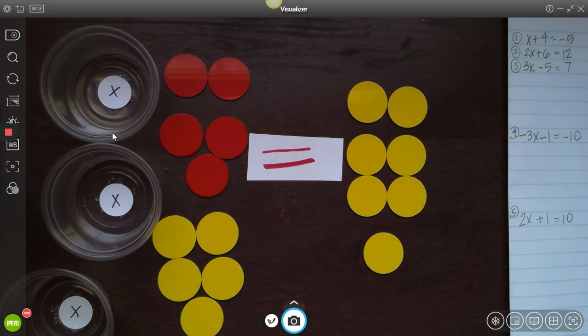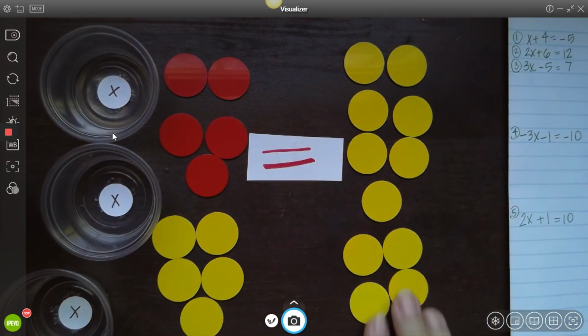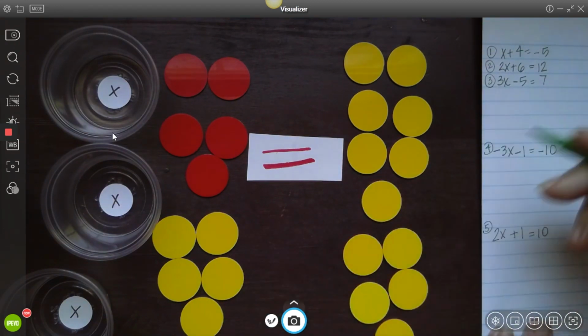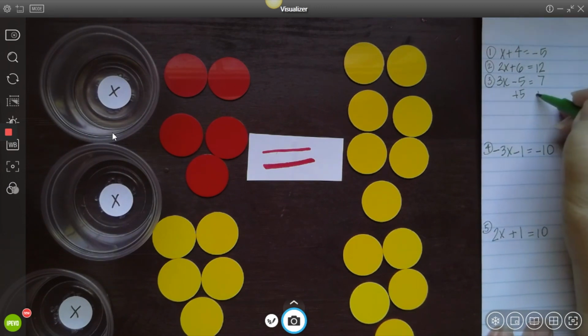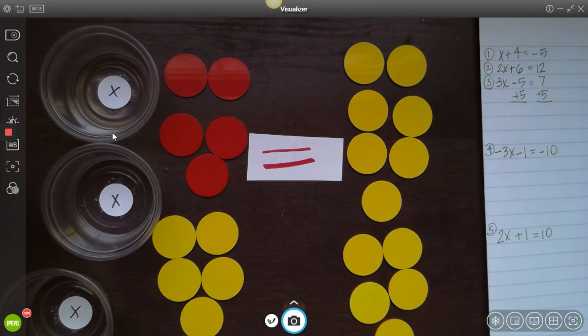There we go. That gives me positive 5 to cancel out the 5 negatives on the left. And whatever I do to one side, I have to do to the other. So here is 5 more here on the right. Now at this point, I could show my students how this converts over to my equation. So I put positive 5, or I added 5 to both sides. Okay, now I can place that there and they can see where that's coming from.